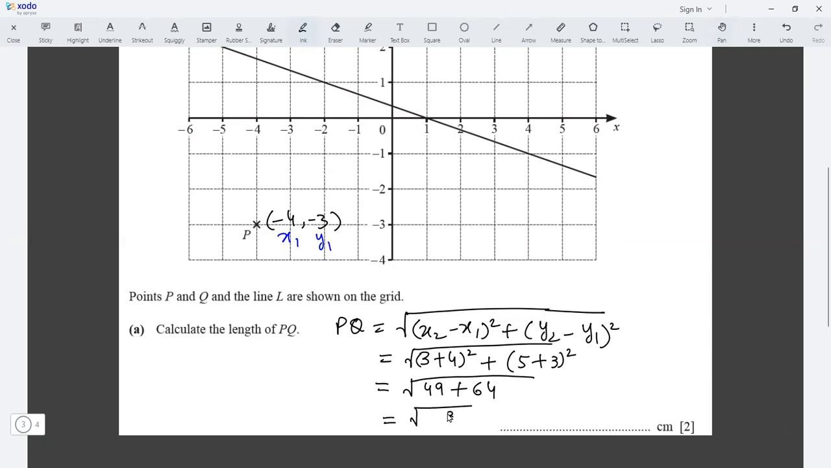so the result will give us 3. 9 plus 4 is 13, 1 is carried. 6 plus 4 is 10. 10 plus 1 is 11. So the square root of 113 is the answer.